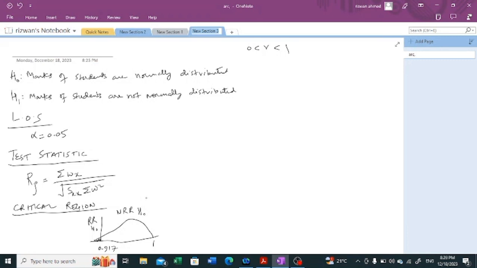If we observe a weak correlation, alternatively, then it falls in the rejection region, and weak correlation indicates that the data do not follow a normal distribution. So weak correlation we observe in the left tail, strong correlation closer to 1. That's why it is always a left tail test. So we state our rejection criterion: H naught would be rejected if our rho calculated is less than 0.917.